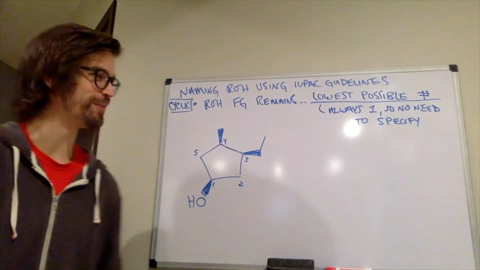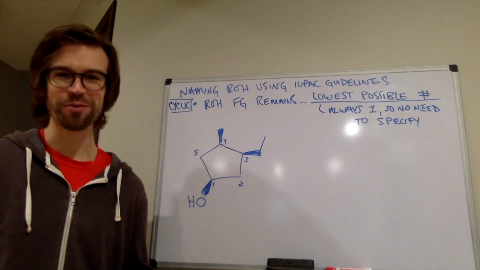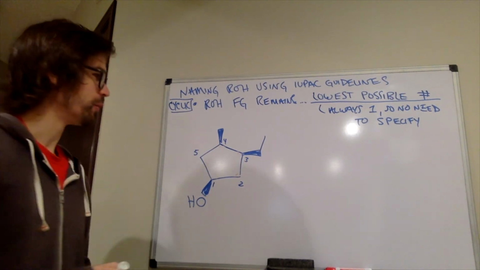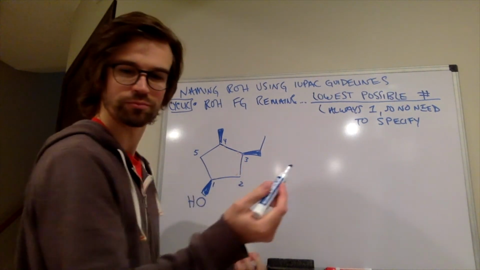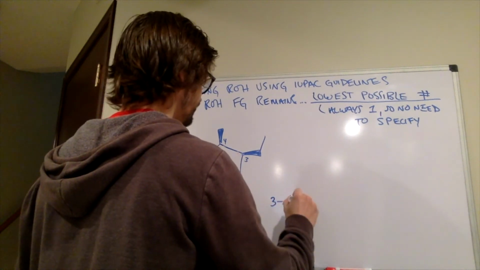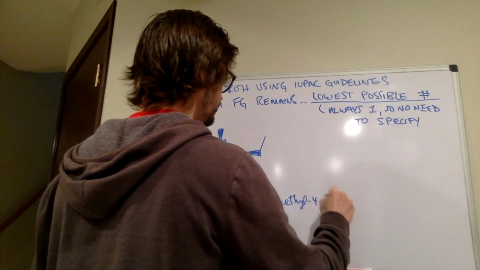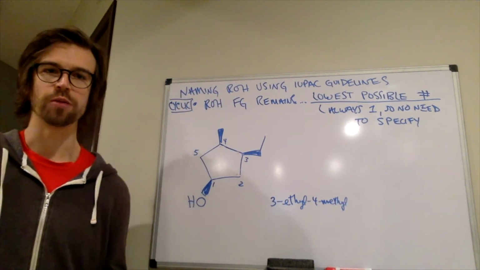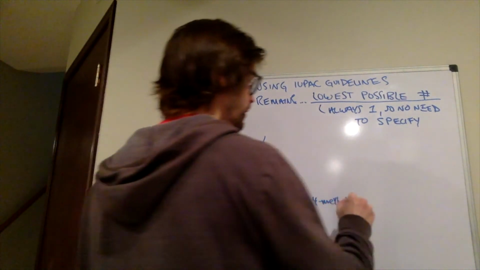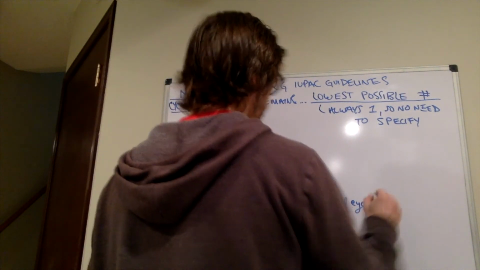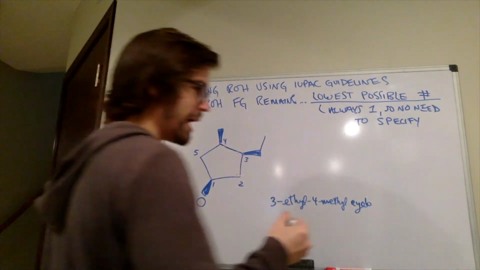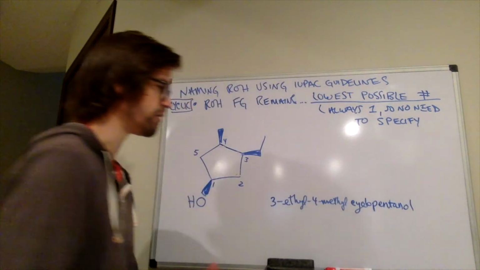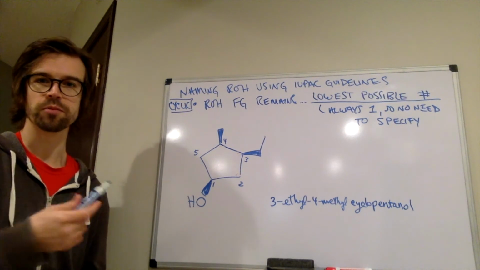All right, we're back. We've covered that's the right way to number it. Now, how do we put everything out? Well, we have 3-ethyl, 4-methyl, and then what does a cycloalkane get as part of the parent name? Cyclo. So cyclo, and then it's 5, so that's not hexane, it's pentane. So pentanol. So we don't have to put the 1-ol, we just put pentanol.